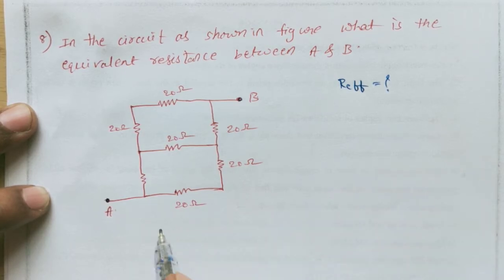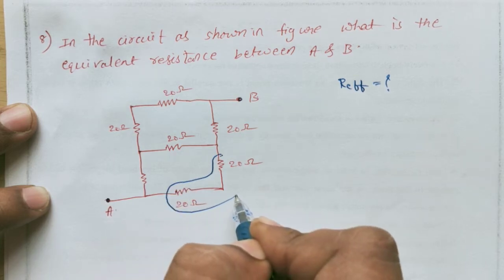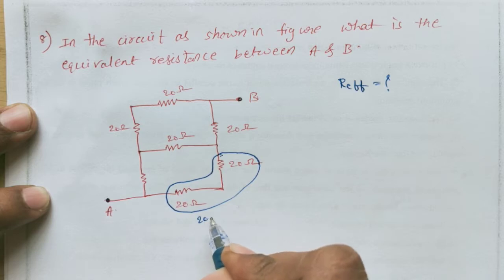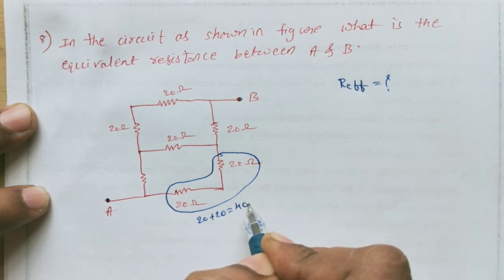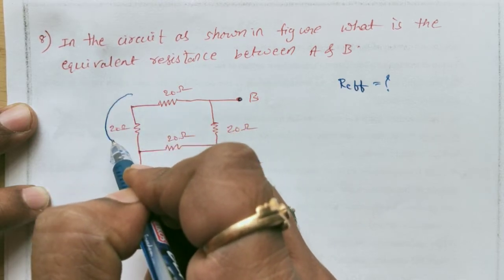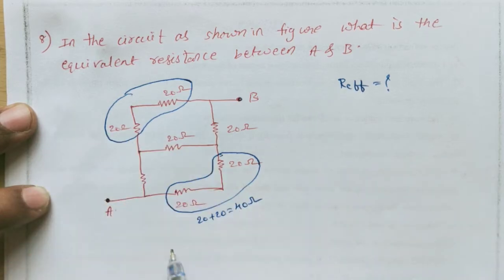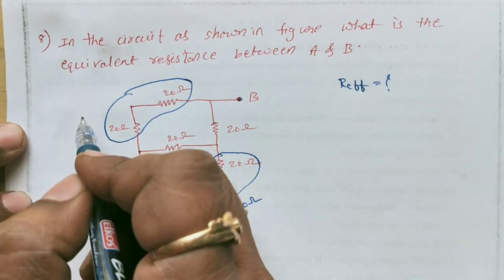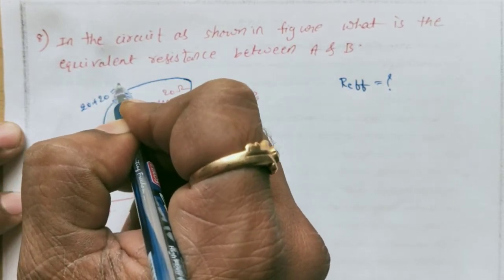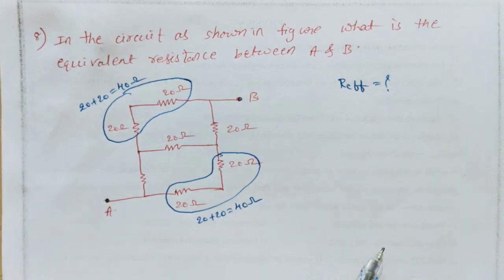So students, observe carefully, this 20 ohms and this 20 ohms are present in series combination. Now the resistance becomes 20 plus 20 is equal to 40 ohms. In the upper branch also, these two are 20 and 20, and the series combination is present, so this also becomes 20 plus 20 is equal to 40 ohms.